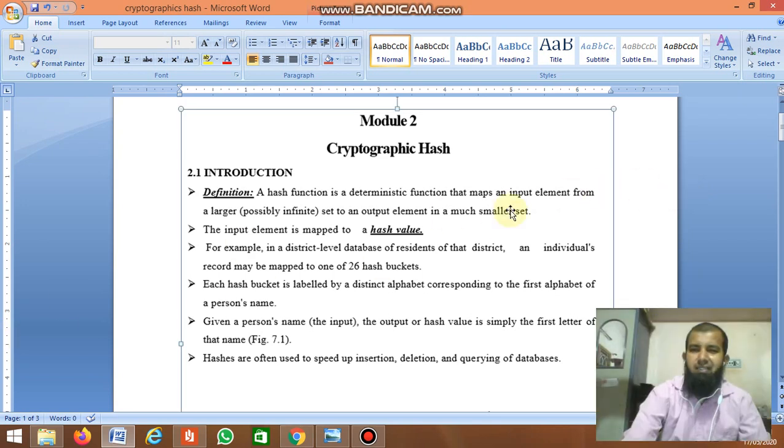Hello friends, next topic in cryptography and network security is cryptographic hash. What is the meaning of cryptographic hash? A hash function is a deterministic function that maps an input element from a large, possibly infinite set to a set of output elements. Here the input is very large, infinite numbers, and the output is a limited, smaller set. Okay, so how does it map?